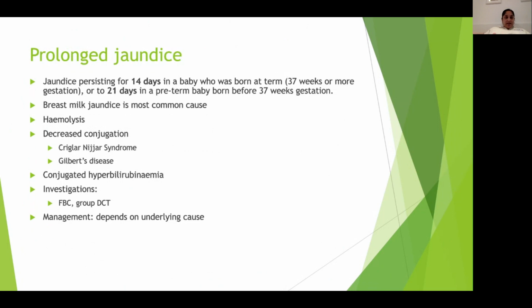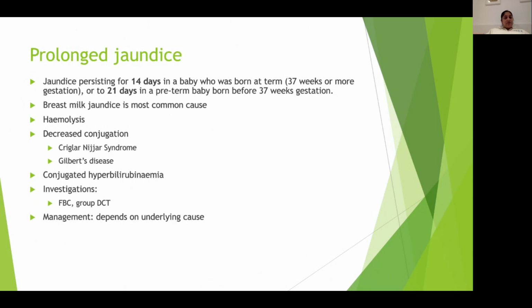So that was basically partly about early onset jaundice. So prolonged jaundice is another thing that can happen. So this is jaundice that occurs for 14 days in babies who are born at term, or 21 days in preterm babies that are born before 37 weeks gestation.